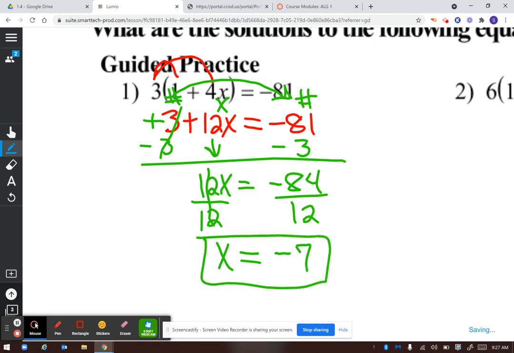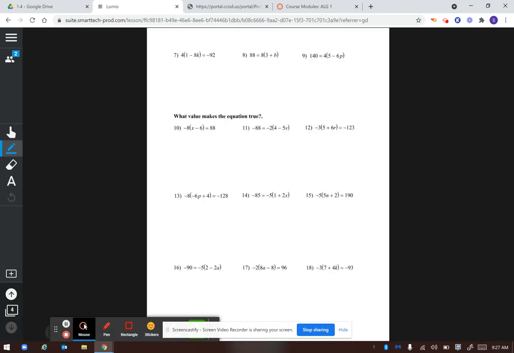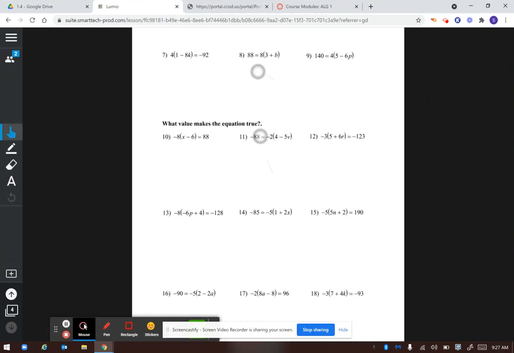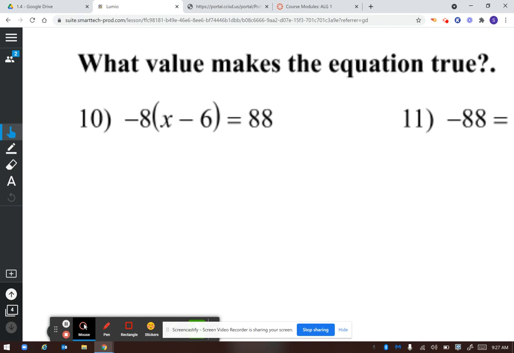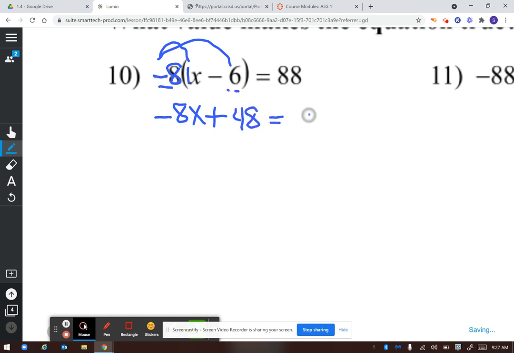Okay. Let's go ahead and flip on over to number 10. Let's just make sure that we got this down. With number 10, I want to show you that the only difference between number 1 and number 10 is the fact that the number out front of the parentheses is negative. And if I only have an x, I like to put a 1 with it. So negative 8 times 1 is negative 8x. Negative and a negative is a positive. 8 times 6 is 48 is equal to 88.